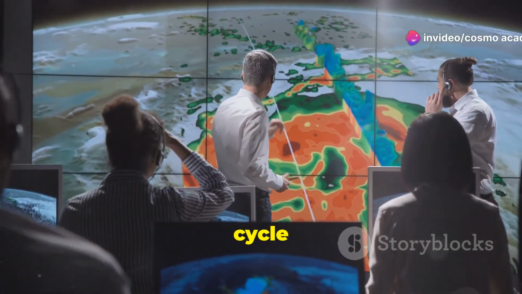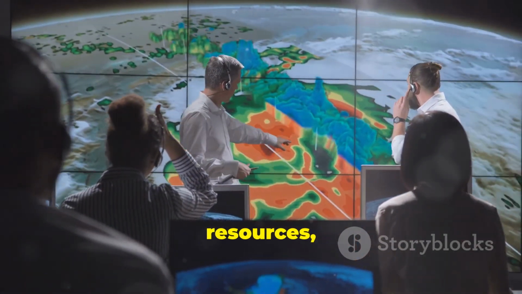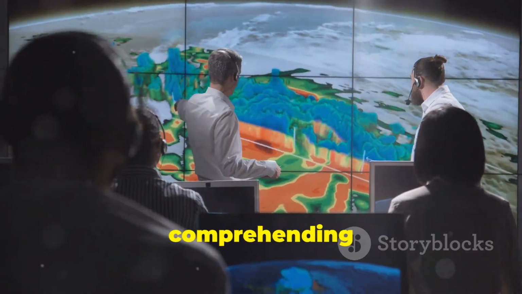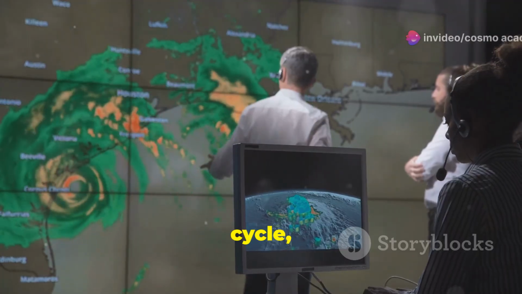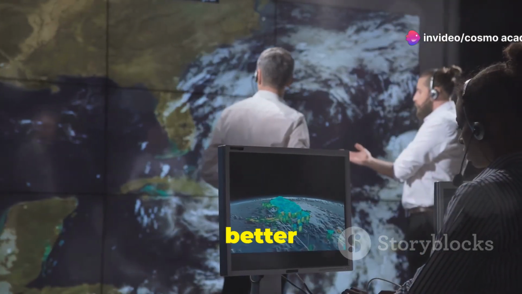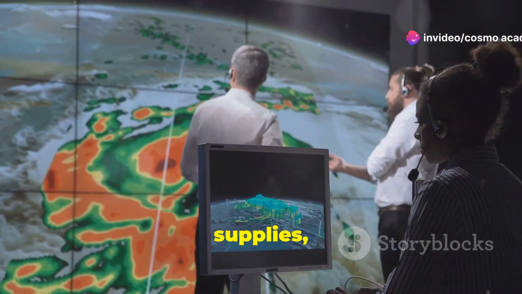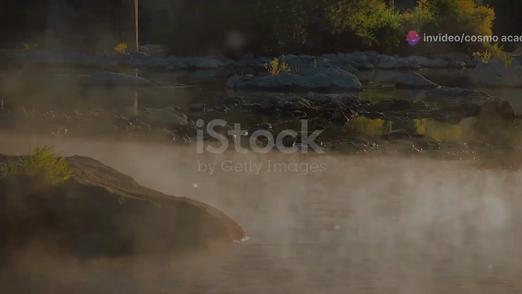the cycle. Understanding the hydrologic cycle is crucial for managing water resources, predicting weather patterns, and comprehending the delicate balance of our planet's ecosystems. By studying this cycle, scientists and meteorologists can better forecast weather, manage water supplies, and protect natural habitats.